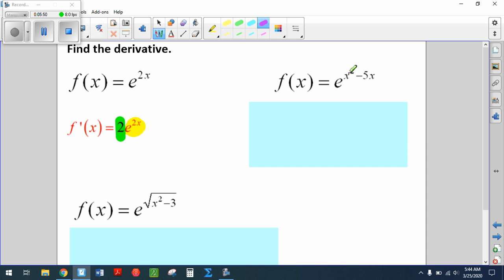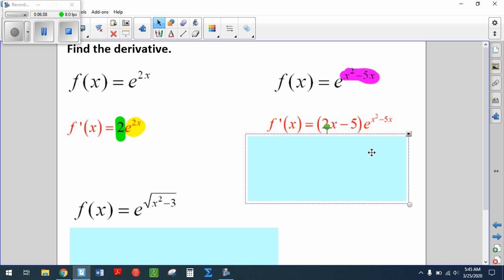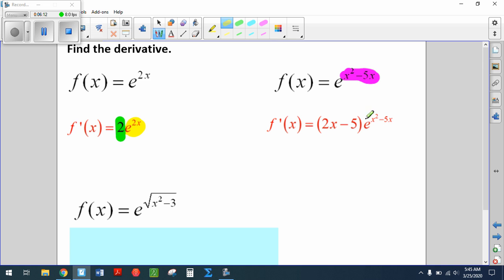So for these, you can treat the exponent as a separate function. On the second one that I just highlighted, the derivative of e to the x squared minus 5x is going to be e to the x squared minus 5x, then times the derivative of what's in pink. So again, I'm repeating the original part. The derivative of the function is equal to the original function times the derivative of the function.